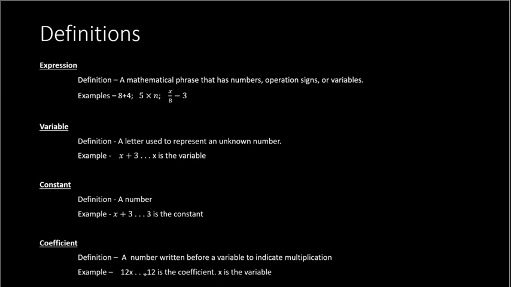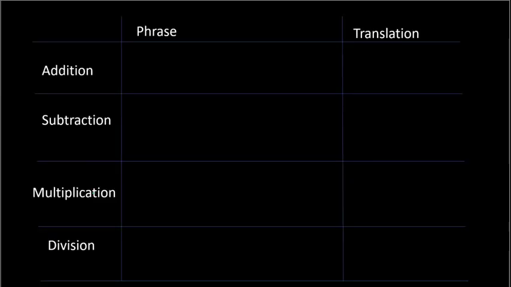And the coefficient could be negative also, by the way. So if you had a negative 12 in the front, that means you have negative 12 times x. So negative 12 would be the coefficient. All right, so these are our definitions. Next, we need to know how to translate different phrases into an expression. So our four main operations would be addition, subtraction, multiplication, and division.